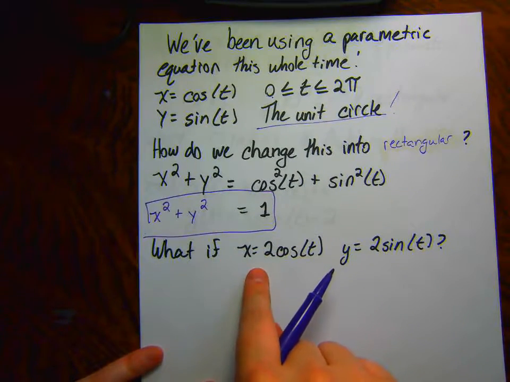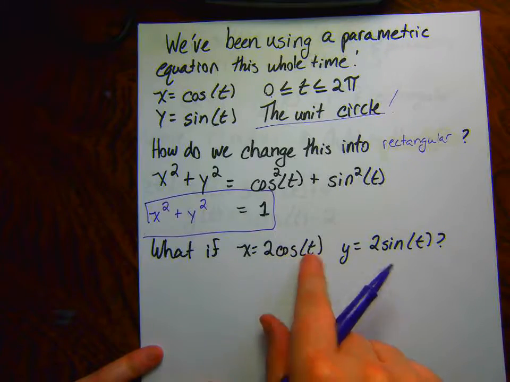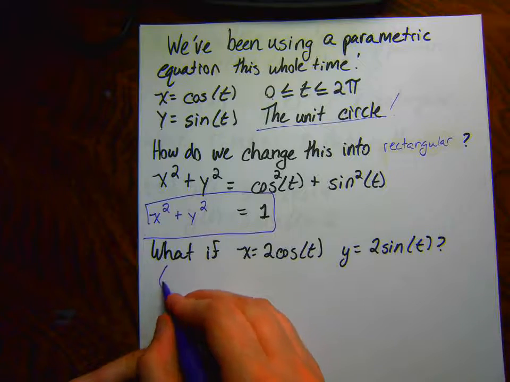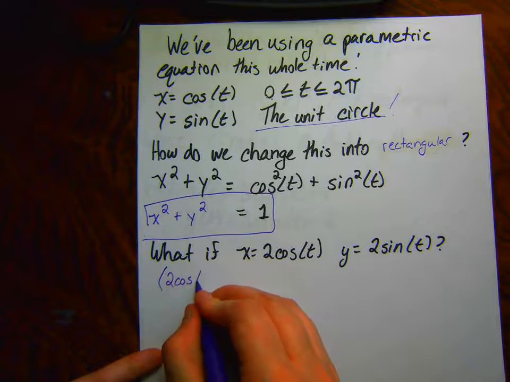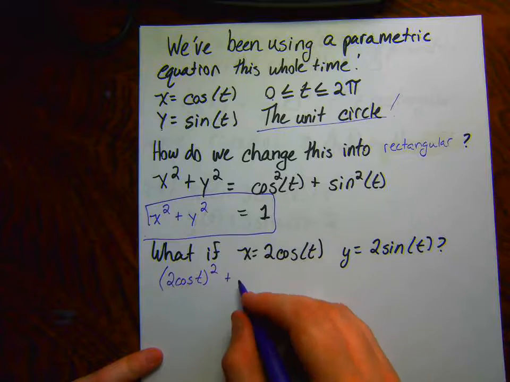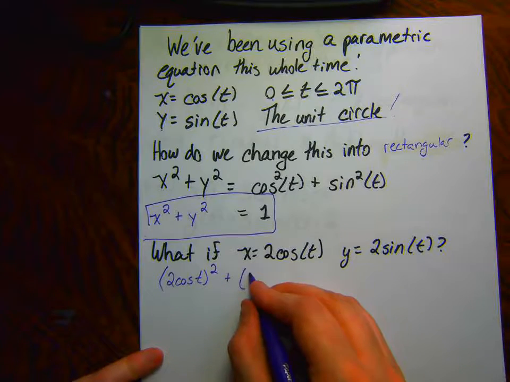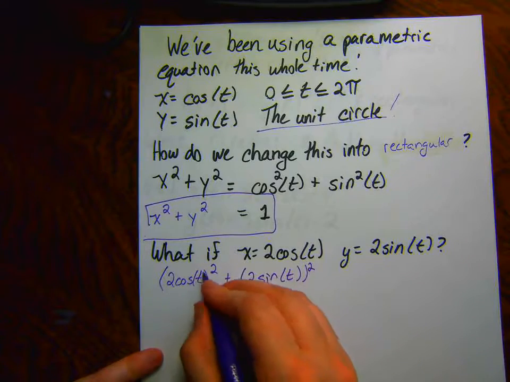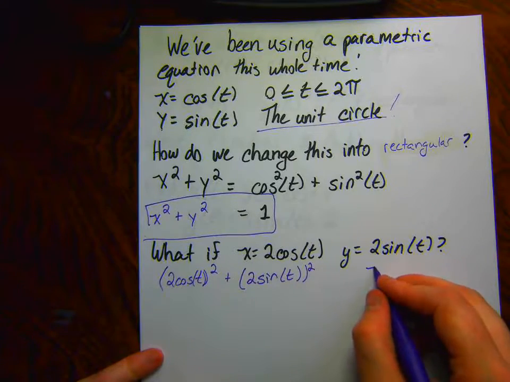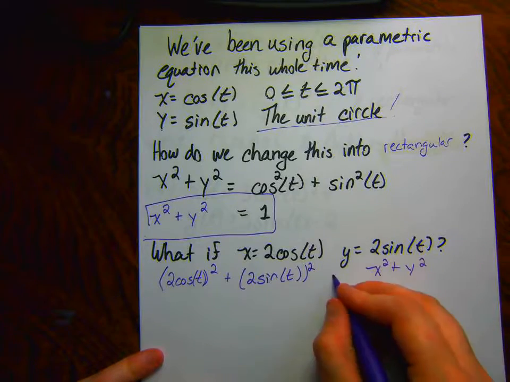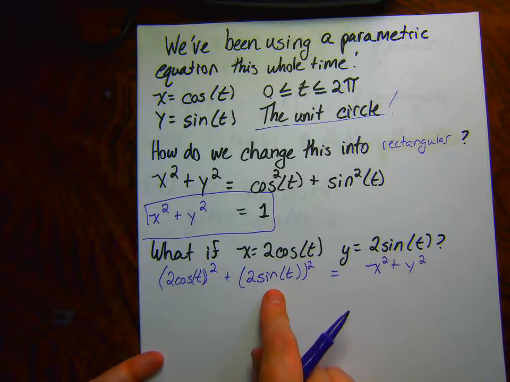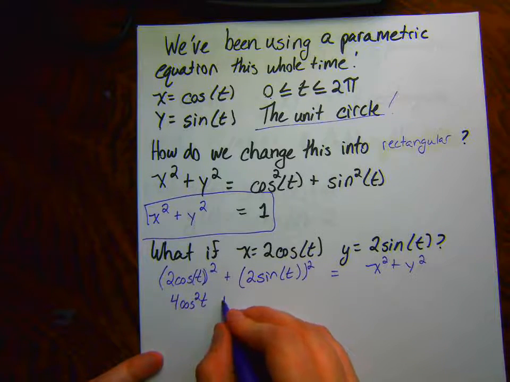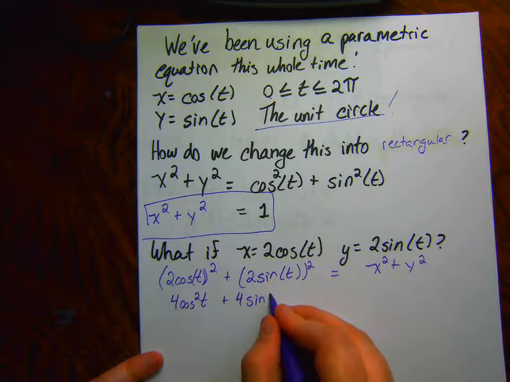But what if we had x equals 2 cosine and y equals 2 sine? So let's kind of go with the same logic we had up here. Let's have (2 cosine of t) squared plus (2 sine of t) squared. Right, so that's just my x squared plus my y squared. Okay, now if I square both of these, I get 4 cosine squared t plus 4 sine squared t.